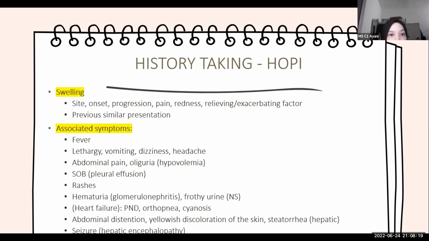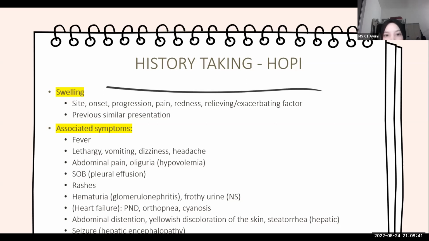Is there any previous similar presentation before? And then other associated symptoms include fever, lethargy, vomiting, dizziness, and headache. So we have to ask about the symptoms of hypovolemia, for example, abdominal pain and oliguria. Next is shortness of breath, which may be caused by pleural effusion or pulmonary edema.